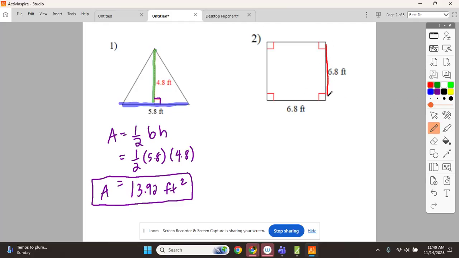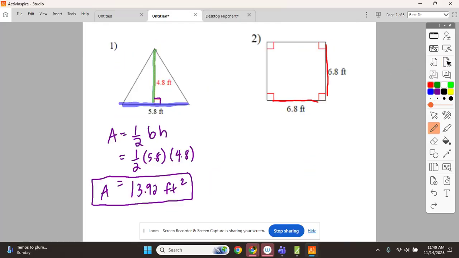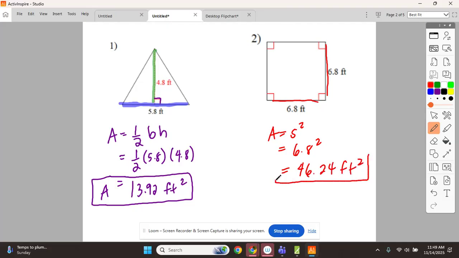Number two, what kind of figure is this one here? This is 6.8. All of them are 90 degrees. So therefore, this figure is a square. Very good. So the formula is side squared or side times side. So here, to find the area, it's side squared. So 6.8 squared is going to be 46.24 feet squared. And that's the area of this square. Kaboom.